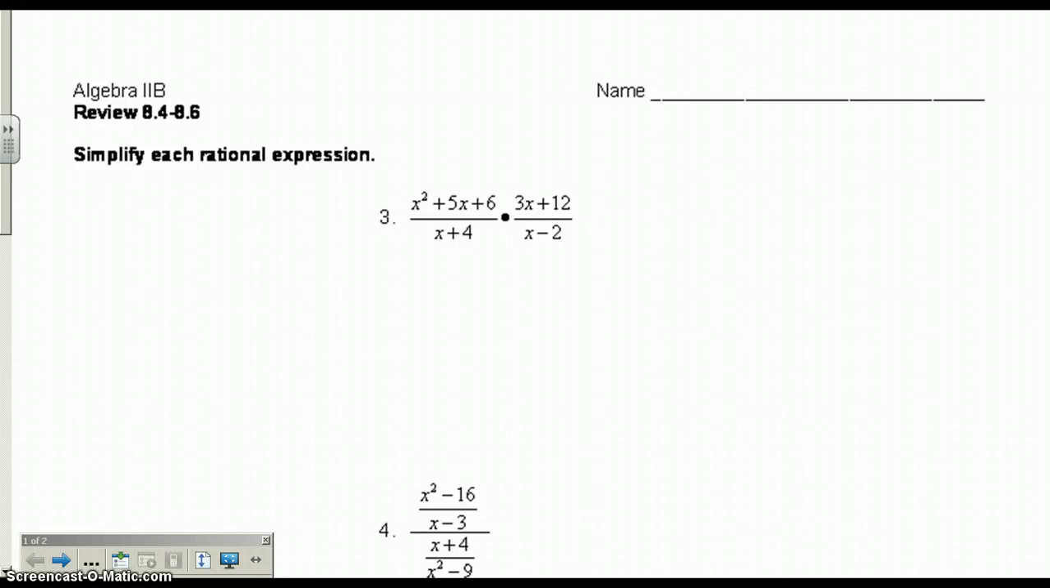Hey guys, what you'll see here is the review for section 8.4 to 8.6. What I've done is, it is a front and back side of the worksheet. So I'm going to be doing 3 from each side, 3 from the simplifying side and 3 from the solving side. If you take a look, these are the numbers that correlate to the problem.